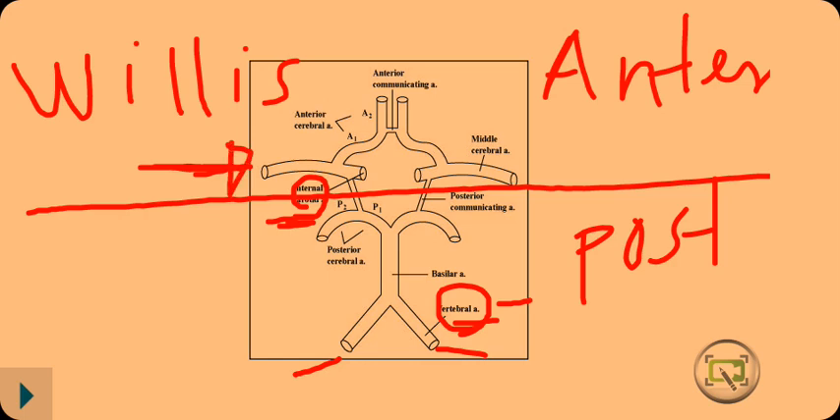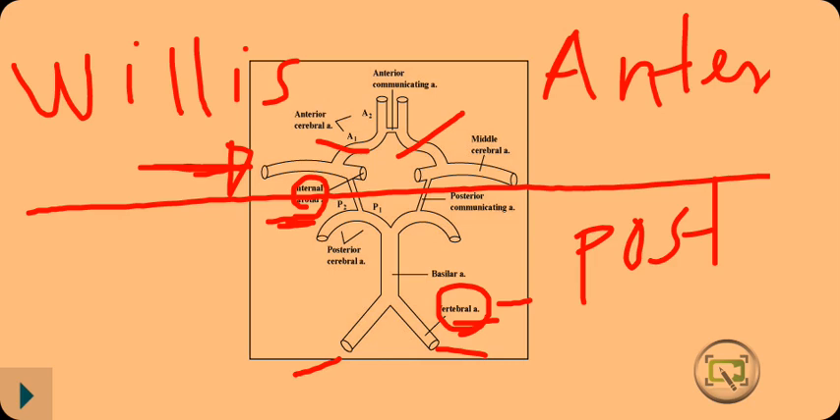The internal carotid artery branches into two anterior cerebral arteries. We have this one and the other one. So there are the left and the right anterior cerebral arteries, which branch from the internal carotid artery.